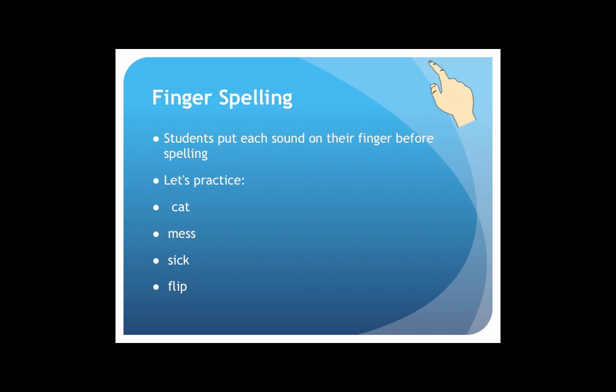Fingerspelling is a strategy students use while they're spelling their new skill for the week. Students put each sound on their finger before they spell. So for example, the teacher says the word cat. The students repeat the word cat on their fingers. K, a, t. 3 fingers, 3 sounds.